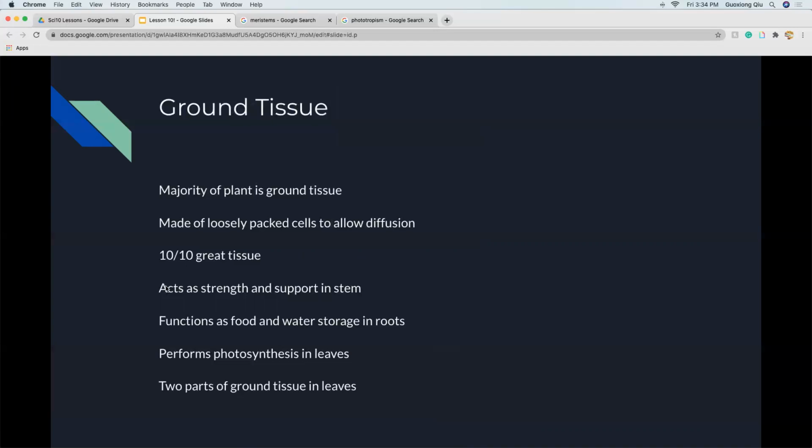The ground tissue acts in the stem as strength and support. But in the roots, it functions as food and water storage. In the leaves, it performs photosynthesis. And there's two parts of the ground tissue in leaves. So again, 10 out of 10, great tissue, multifunctional, does almost everything for the plant. Important tissue.